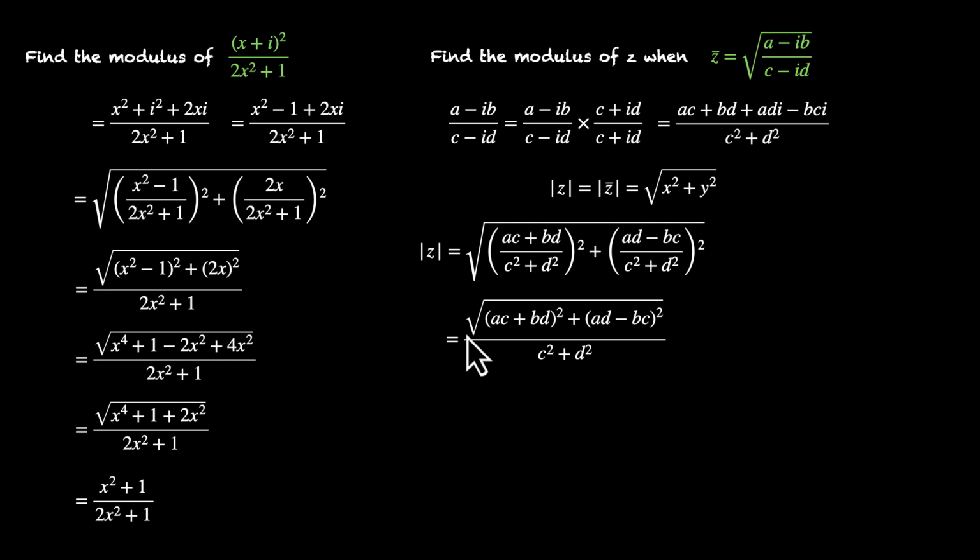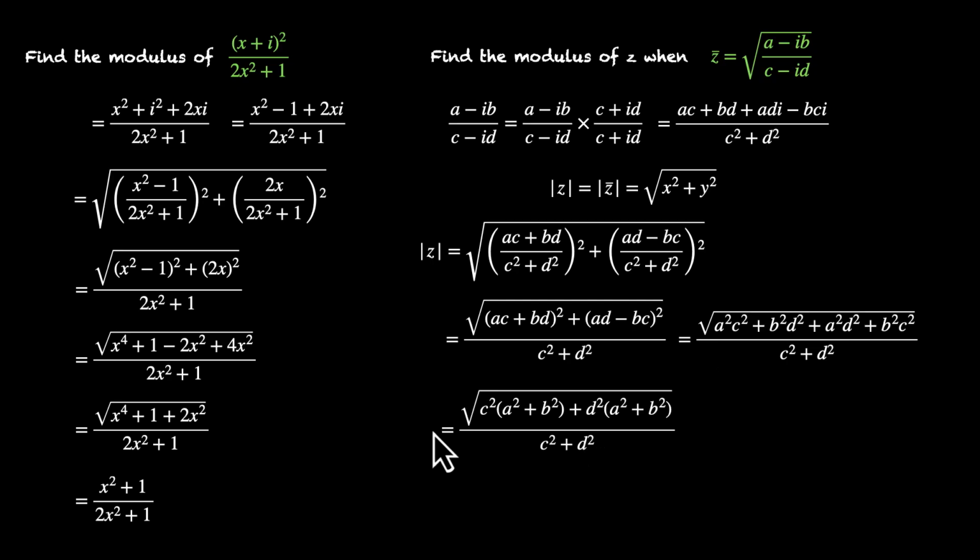Alright, back to this. We have the square root of (ac + bd)² + (ad − bc)². Now we can open the squares. We have a²c² + b²d² + 2abcd. And here we have a²d² + b²c² − 2abcd. So 2abcd minus 2abcd cancel out. We are left with these four terms.